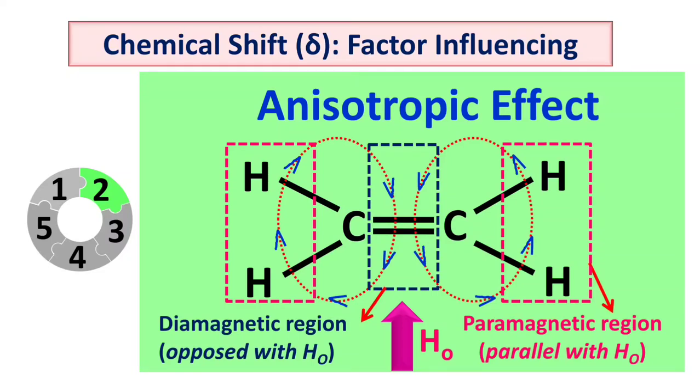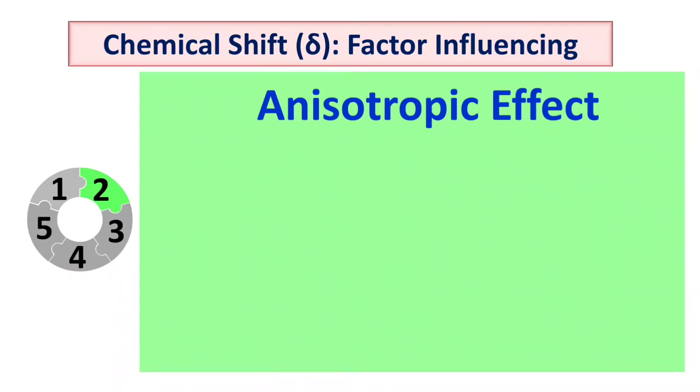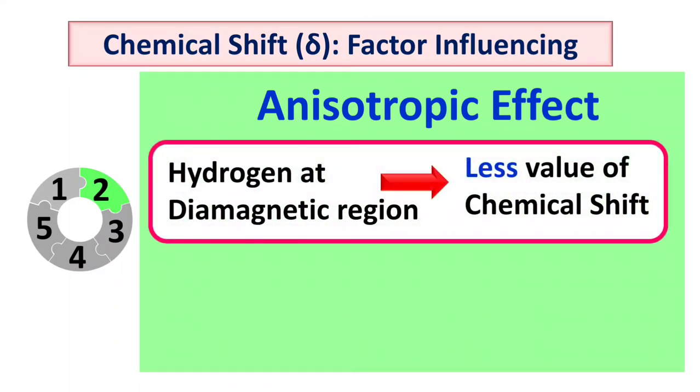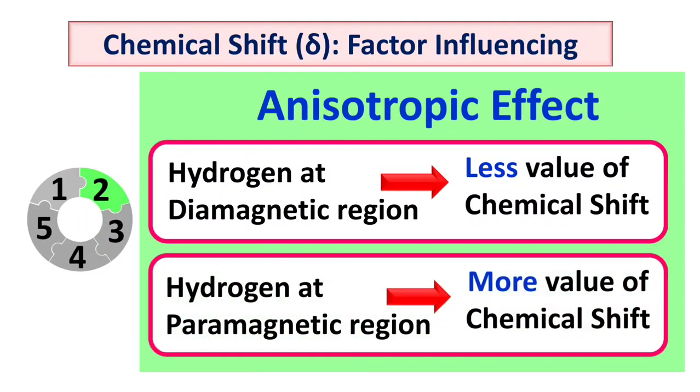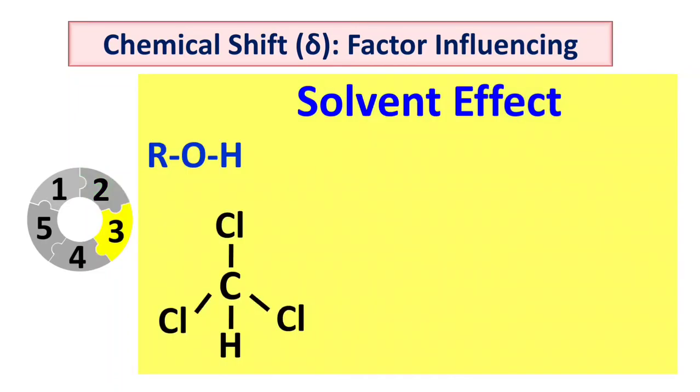And because of this effect, remember that the hydrogen atoms present in ethene have a higher value of delta than the alkyne molecule. So in conclusion, we can say that hydrogens in the diamagnetic region have a lower value of chemical shift in comparison to the paramagnetic region. If hydrogens are in the paramagnetic region, they are going to have comparatively more value of delta.